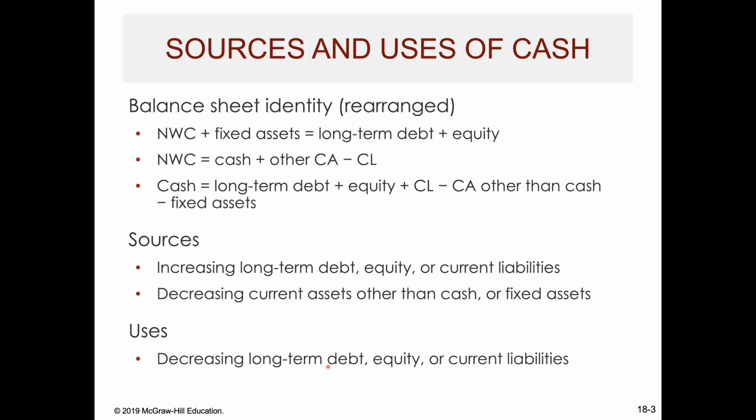Uses would be decreasing long-term debt, so paying off debt, decreasing equity, maybe buying out other shareholders, or decreasing current liabilities, paying our accounts payable, for example, or increasing current assets. Let's say we're going to buy a truck. If we don't borrow for that truck, we would have to spend cash, so that'll reduce our cash. So increasing current assets other than cash, or fixed assets. Sorry, this would be a truck, fixed assets. Current assets would be things like inventory or accounts receivable. So when we affect these, it affects the cash in our business.